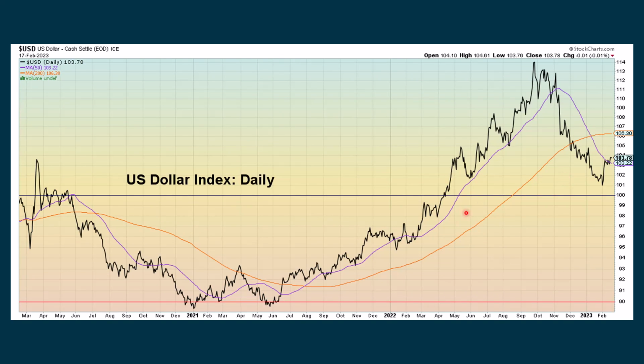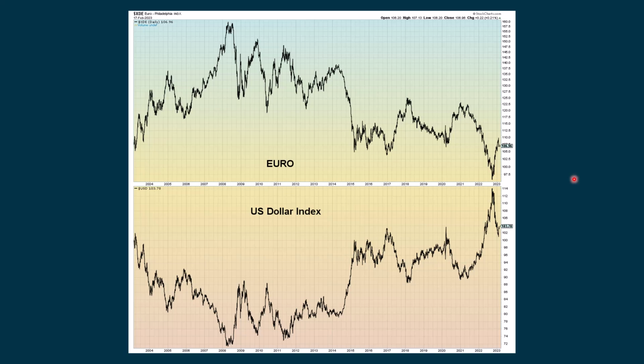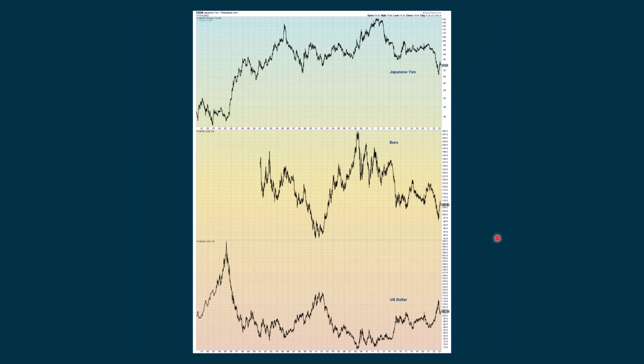The dollar was really strong in 2022, saw some weakness going into the latter part of 2022, but we're starting to see what could be a bounce. Comparing the euro to the US dollar, the dollar has been declining, the euro was going up, but now we're seeing a potential reversal. And the Japanese yen also has been going up and has been coming back down lately, as has the euro against the US dollar.